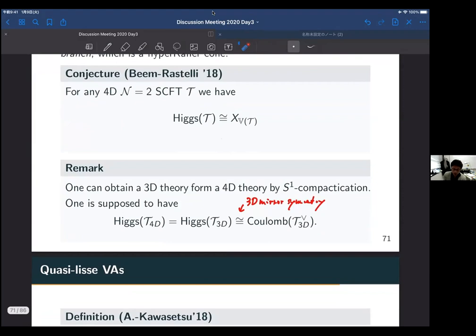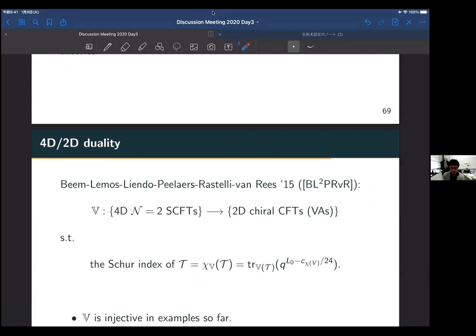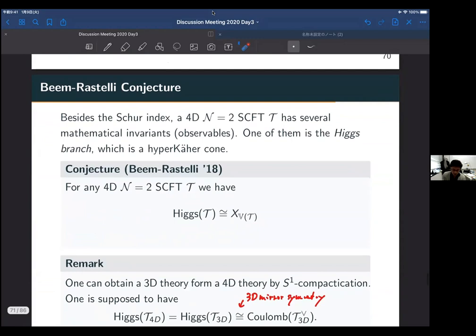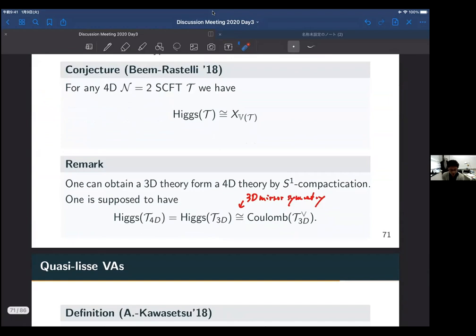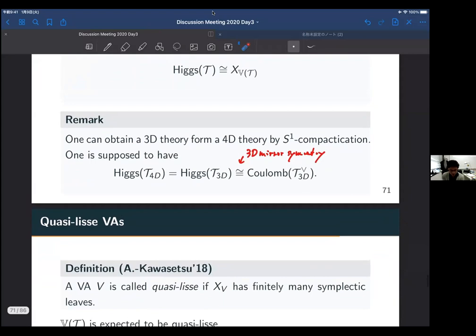Now, as I said, we are now interested in the vertex algebra that is coming from 4D theory. But if you believe this conjecture, this image is not lisse, because if it's lisse, it's zero dimensional. It can be zero dimensional, but it's not an interesting case. So the vertex algebra coming from 4D theory is not nice anymore in the previous sense. So we need some condition. Otherwise, we cannot control anything. So we want to look for some condition which is suitable to study a 4D theory.